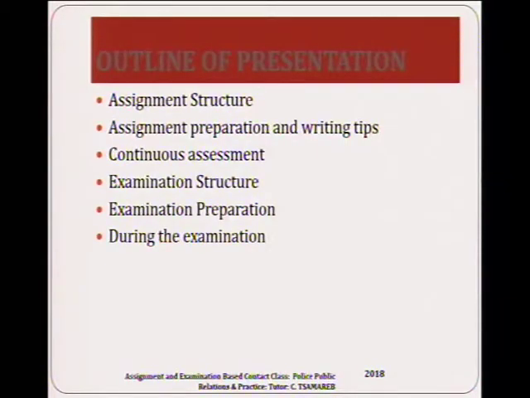The outline for the presentation will be your assignment structure, your assignment preparation and writing tips. Then I will explain the continuous assessment and calculation. Then we look at the structure of your examination, the preparation for your examination, and what you need and should do during your examination.